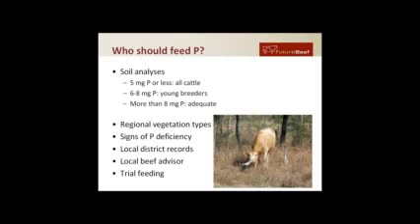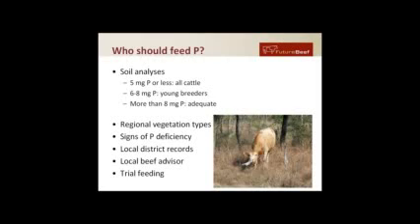So who should feed? Well, the first way to assess whether phosphorus needs to be supplemented to animals is to have a look to see if there's any historical records on soil analyses that might have been done for your property. Any soils that are 5 milligrams of phosphorus or less per kilogram of soil are acutely deficient, or a severe deficiency, and all cattle will respond to a phosphorus supplement, and those animals must be supplemented all year round.